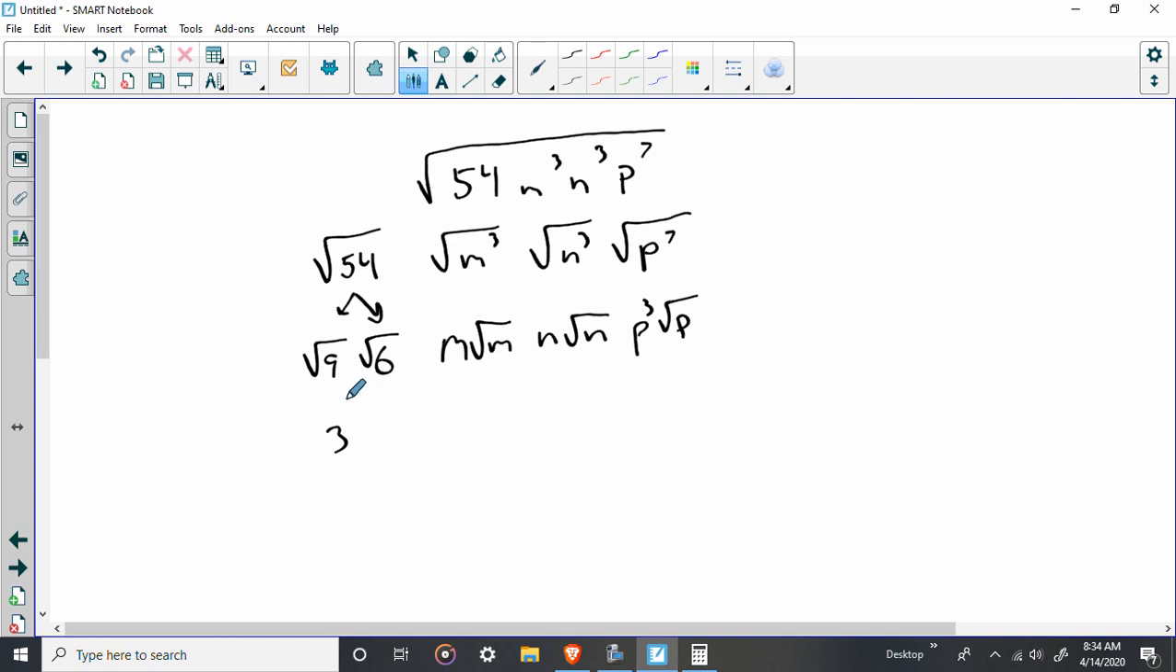Okay, so let's take all the ones that are on the outside. 3, m is coming with us, n is coming with us, p to the 3rd is coming with us. What's going underneath the square root? Whatever's left underneath here. You're going to have the 6 come, the m come, the n come, and the p come. Okay, and that's it. So that's pretty much as complicated as we can get. I'll go through a couple more.